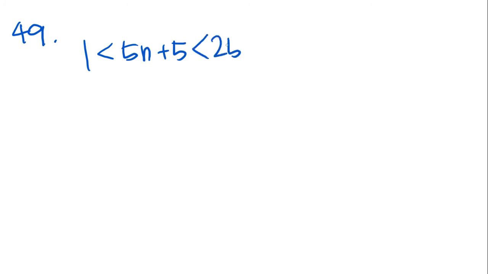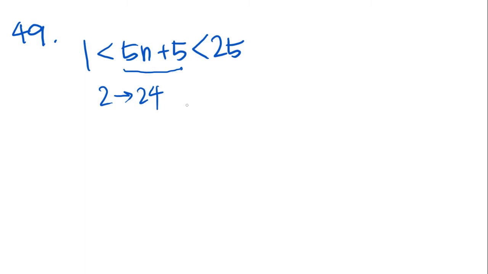Number 49. Number 49 says, how many integers n are there such that 1 is less than 5n plus 5 and less than 25. So they're saying 5n plus 5 is greater than 1 and less than 25. So it could be anywhere from 2 to 24. And they're saying how many different integers for n are there so that this case is true.